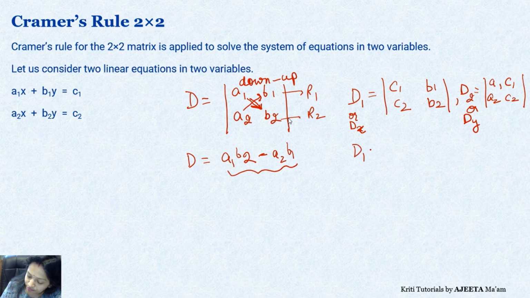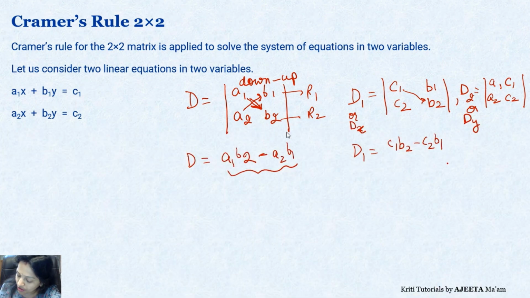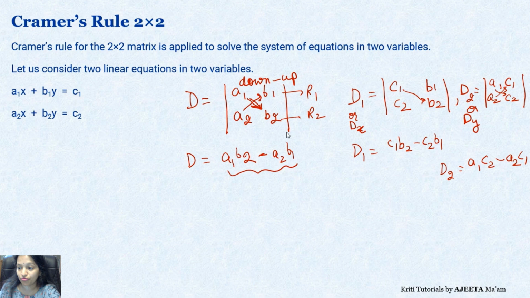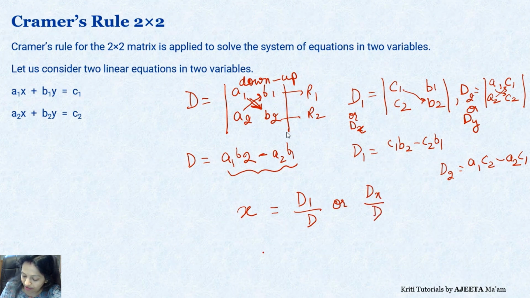What will be D1? D1 will be c1 b2 minus c2 b1. Correct? Now what will be D2? D2 will be down minus up, a1 c2 minus a2 c1. Now these three determinant values we have to find. Now how to find x and y, which is primarily the cause of doing all this, right? So x will be D1 upon D, or Dx upon D. Y will be D2 upon D, or you can say Dy upon D.